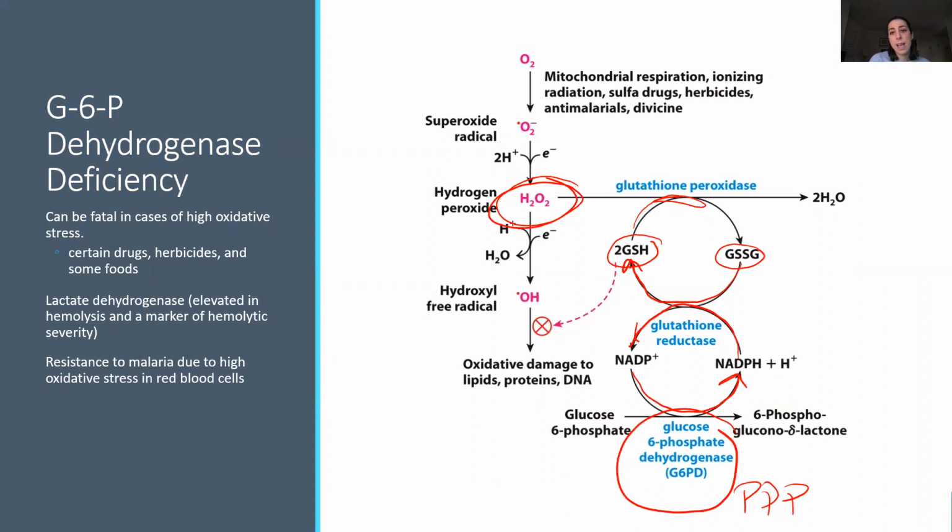Now, the reason that this error seems to be passed on in people is because it does confer some resistance to malaria, which is related to the red blood cells. So having high oxidative stress in the red blood cells actually does allow some resistance to malaria, which is why this inborn error seems to track in certain populations where malaria is or was a large problem.